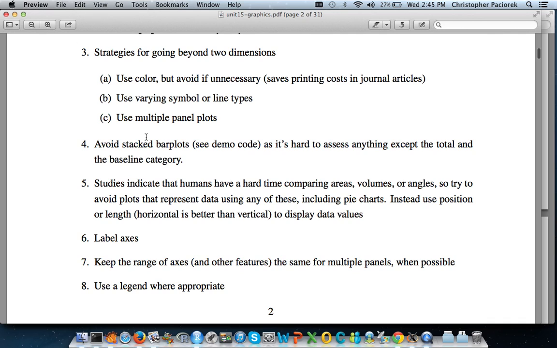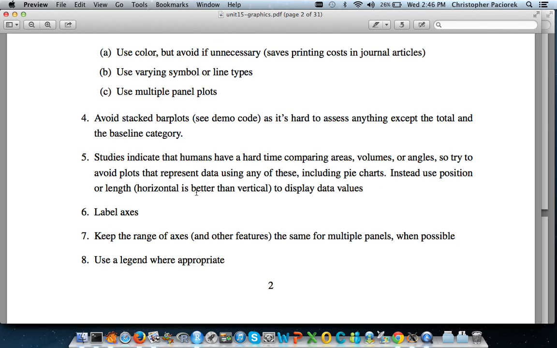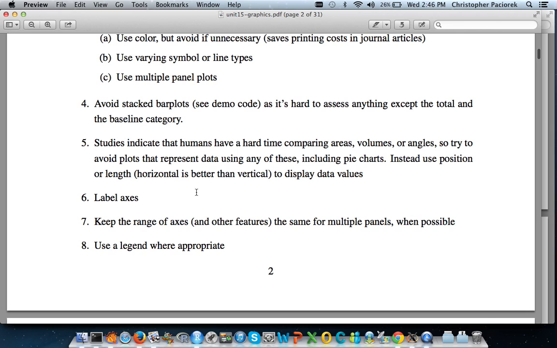Using stacked bar plots, which maybe I'll show you an example of on Friday, is often a bad idea. One of the main things is that human beings often have a hard time comparing areas or volumes compared to comparing lengths. So in general, if you're creating a graphic, you want to do the contrast such that people are looking at lengths as opposed to areas or volumes, and we'll see a few examples of that.